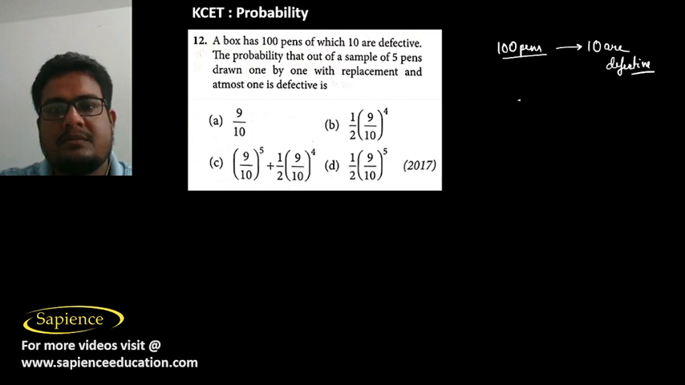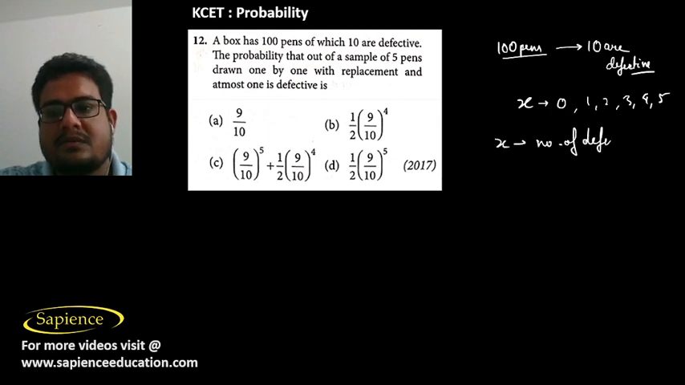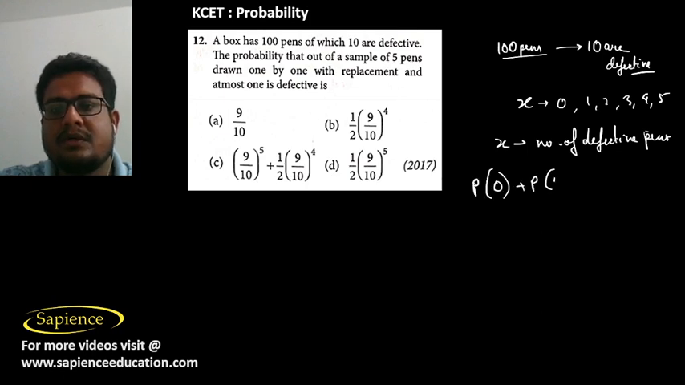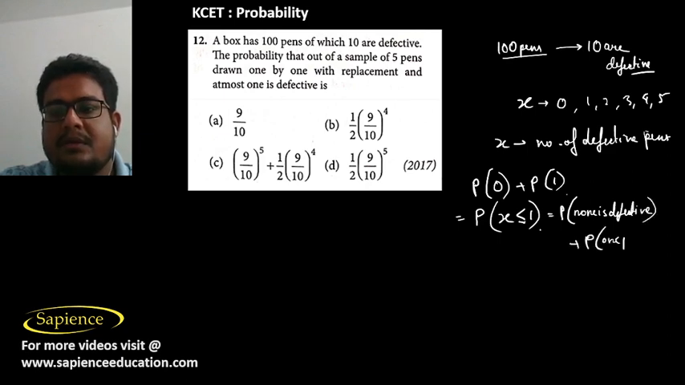So let's take the random variable as X. So X can be 0, 1, 2, 3, 4, and 5, where X is the number of defective pens. So here we have to find P of 0 plus P of 1. It means the probability that X is less than or equal to 1. It means at most 1 is defective. And P of 0 means that none of the pens are defective, plus P of 1, only one pen is defective.